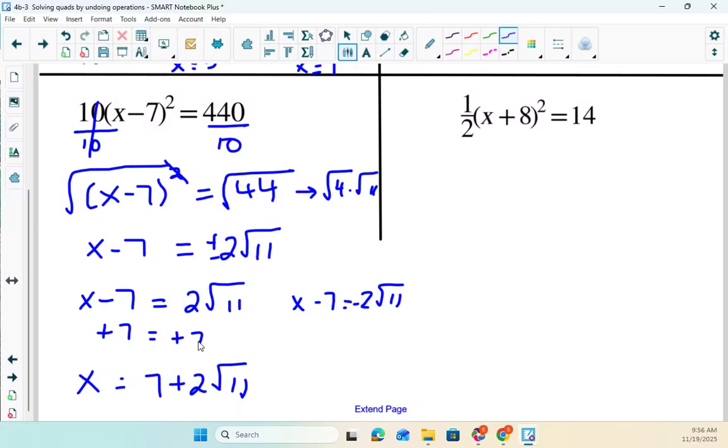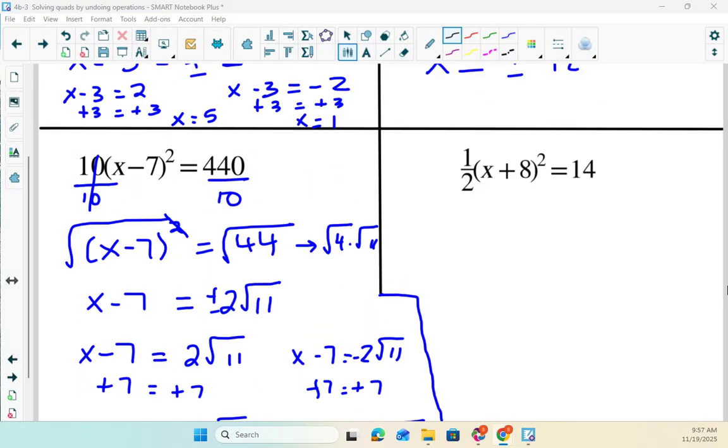Make sure you do not add these 2 to the 7, because this 2 is multiplying the square root of 11. And then over here, it's going to be the same thing. We're going to add 7 to both sides, and my solution will be x equal to 7 minus 2 square root of 11.